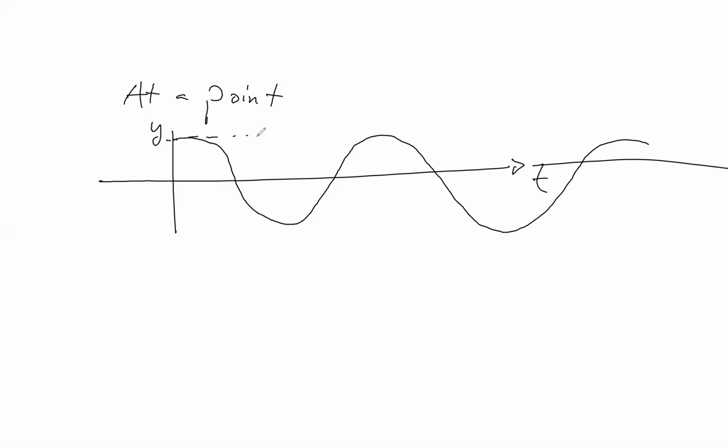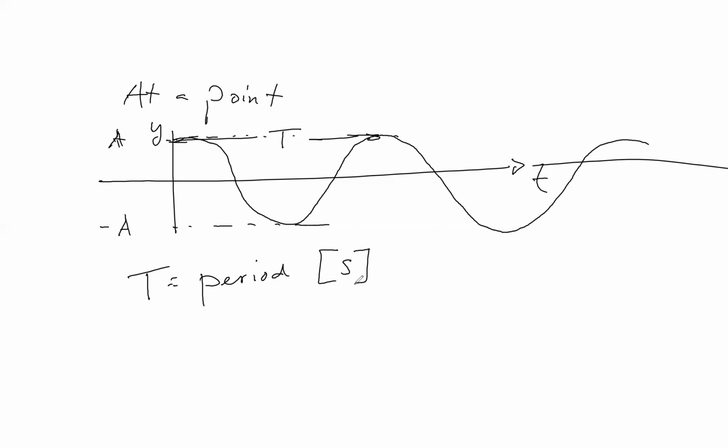Notice again, this is going to be the amplitude of the wave, so the disturbances are from A to minus A. This time though, notice from peak to peak, it's happening in time. So that distance between two peaks is going to be measured in seconds in this case. I'm just going to call that T, which is the period, and it's going to have units of seconds.